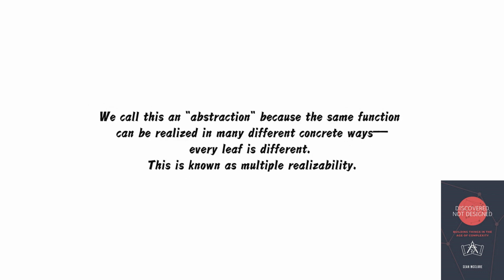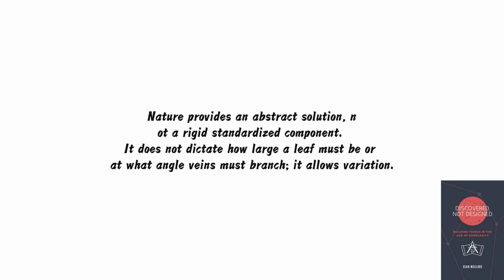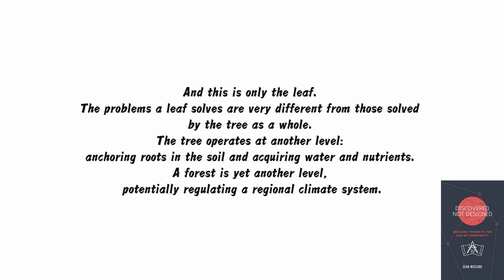We call this an abstraction because the same function can be realized in many different concrete ways. Every leaf is different. This is known as multiple realizability. Nature provides an abstract solution, not a rigid standardized component. It does not dictate how large a leaf must be or at what angle veins must branch. It allows variation.